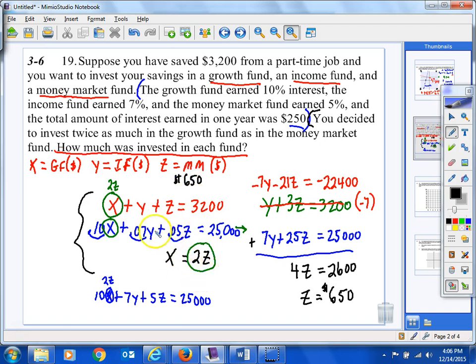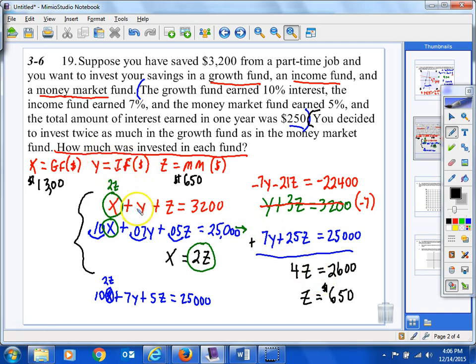And according to my original system, I have a real quick and easy way of finding the growth fund because we were told that the growth fund should be twice that amount. So now that we've found z, plug 650 in for z, 2 times 650 is 1,300. All right, 2 of our funds have been found, and now we've found the third one.